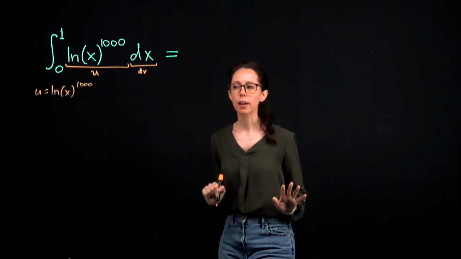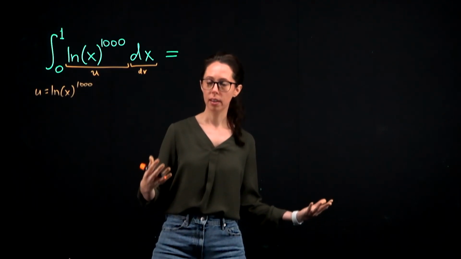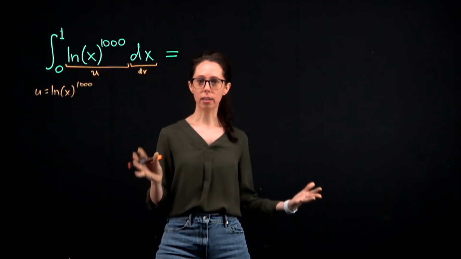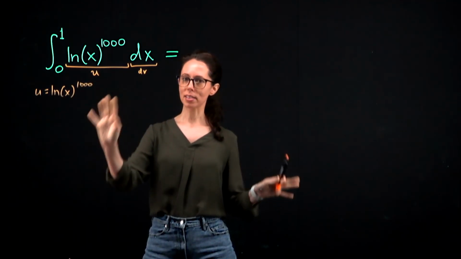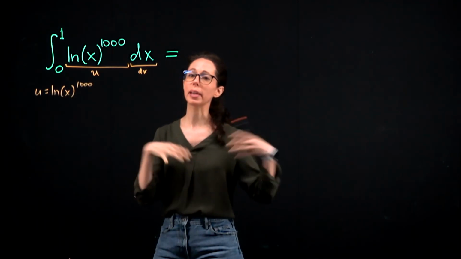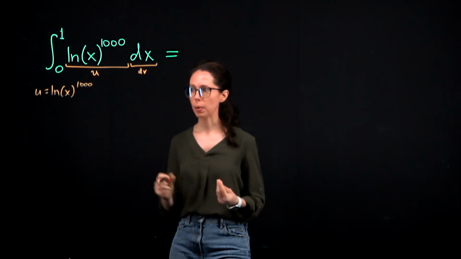Please be careful here. This is not natural log of x to the 1,000th. If it were, you could pull the 1,000th down in front. Sometimes I've seen students inappropriately handle this kind of exponent. That's not what's going on here. The exponentiation is happening outside of the natural log function. So u is this expression.